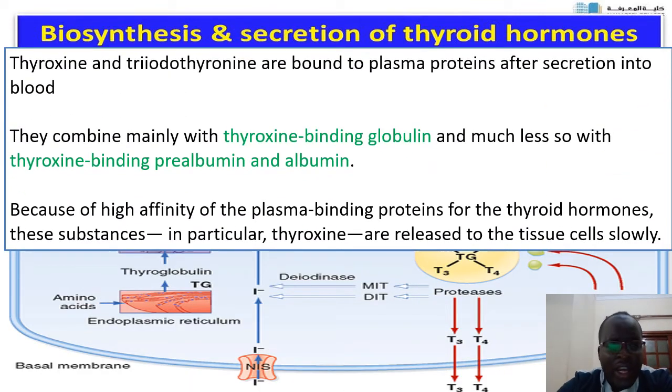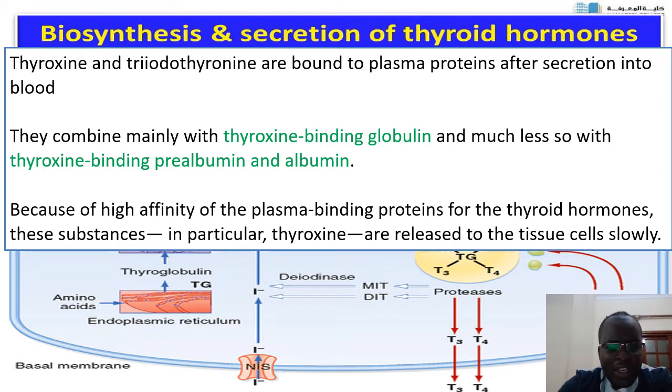The thyroxine and triiodothyronine are bound to plasma proteins after secretion into the blood. You know that the thyroid hormones, tetraiodothyronine and triiodothyronine, are fat soluble. So once they are released to the circulation, they need to bind to plasma protein for them to be transported. Otherwise, they can't dissolve in plasma. About 90 to 99% of these hormones are binding to plasma proteins for their transportation. Maybe just 1% will be transported as free hormones, but most of them bind to plasma proteins for their stability as they are being transported.